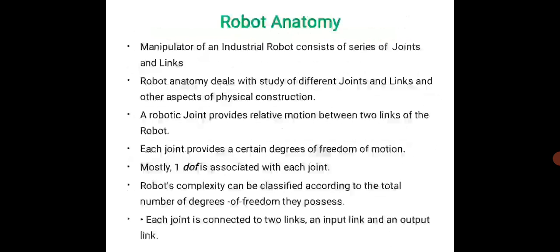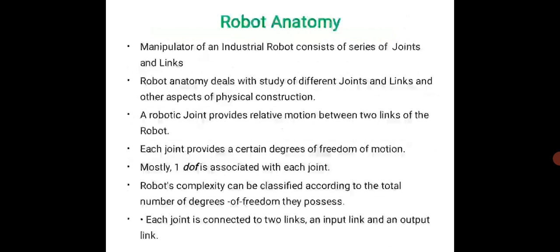So we have certain robot configurations. The manipulator of an industrial robot will have a series of joints and links. Robot anatomy deals with the study of different joints and links and other aspects of physical construction. A robotic joint provides relative motion between two links of the robot. Each joint provides certain degrees of freedom. Mostly, if you have one joint, there will be 1 degree of freedom, and if you have three joints, there will be 3 degrees of freedom. So robot complexity can be classified according to the total number of degrees of freedom they possess.